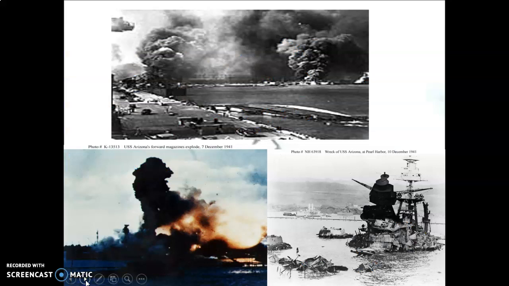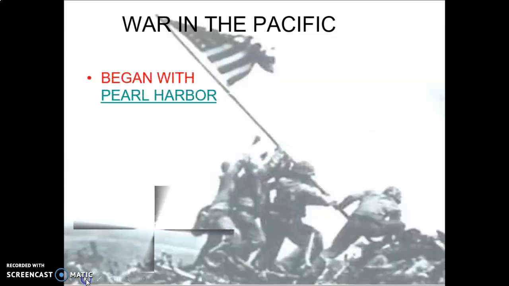We all know about these pictures. This is December 7th. This plume of smoke here from the Arizona is said to be about 41 stories high. And that's a picture over on the right of the Arizona after the battle.